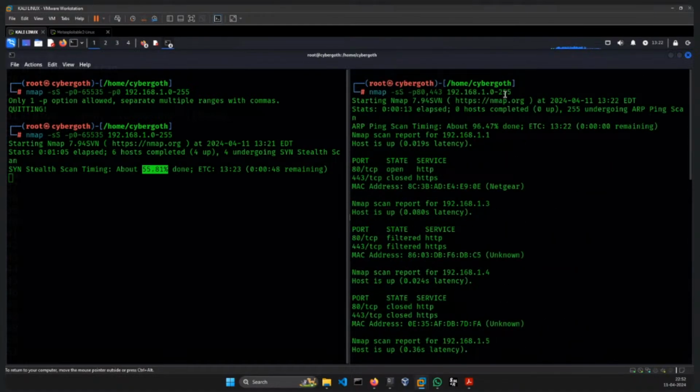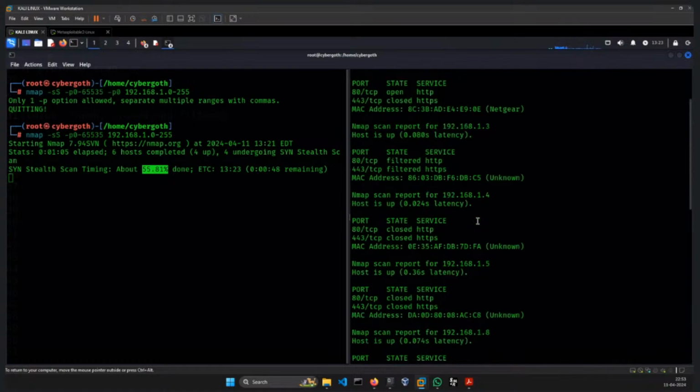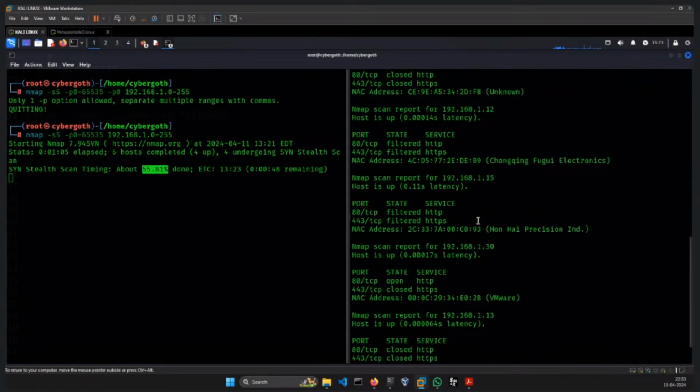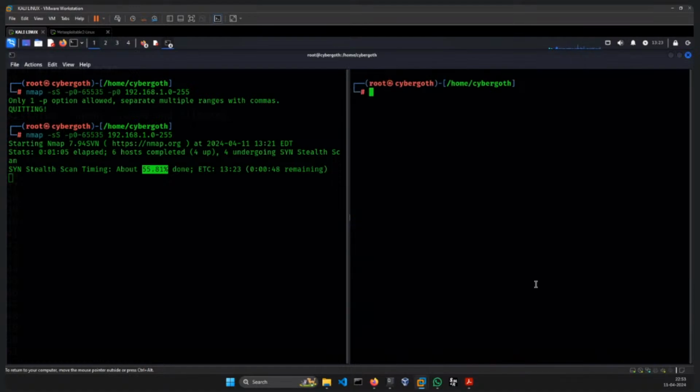whatever the list of IP addresses that were active in this range, they have port 80 open and 443 closed. For this particular machine, the states are filtered, so the firewall is active. Okay, so here also you can see. Let's clear this out.